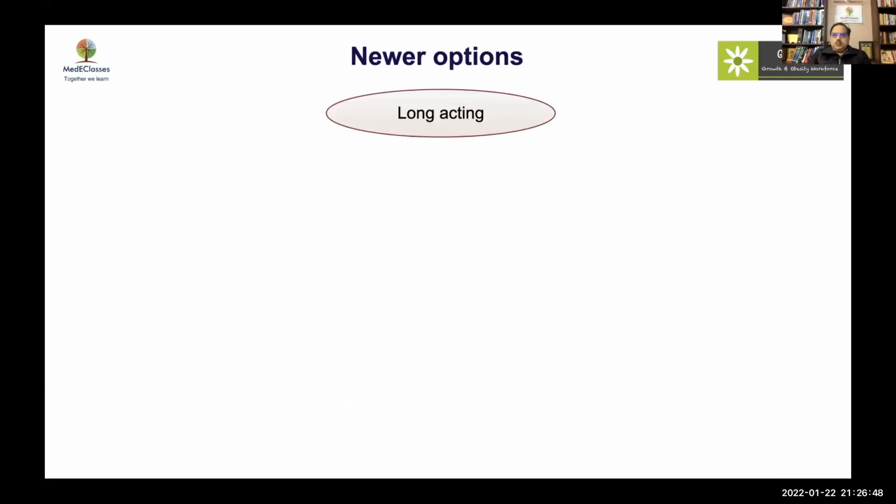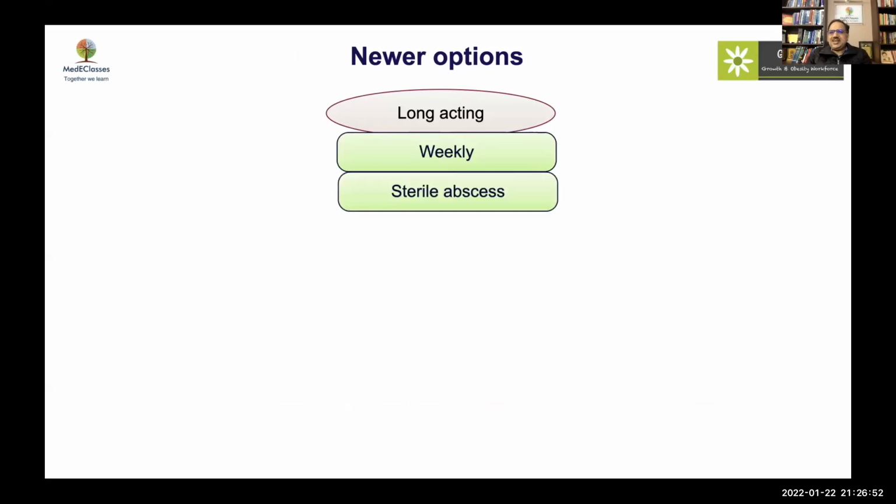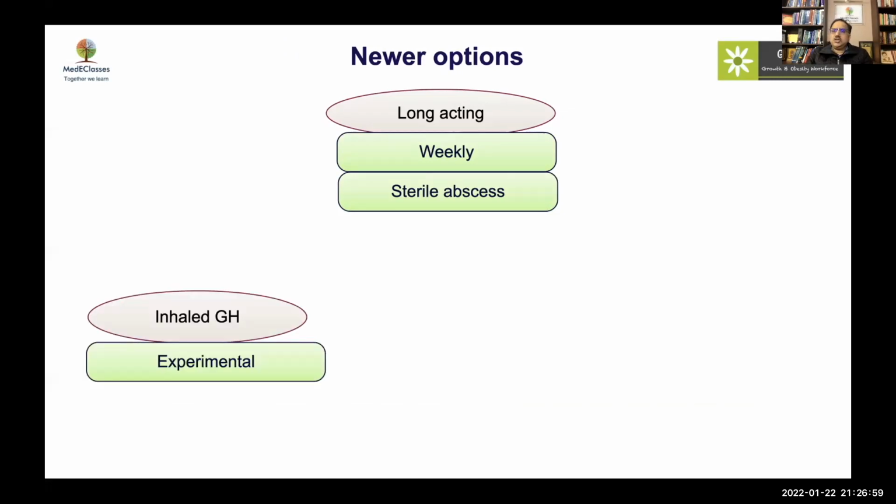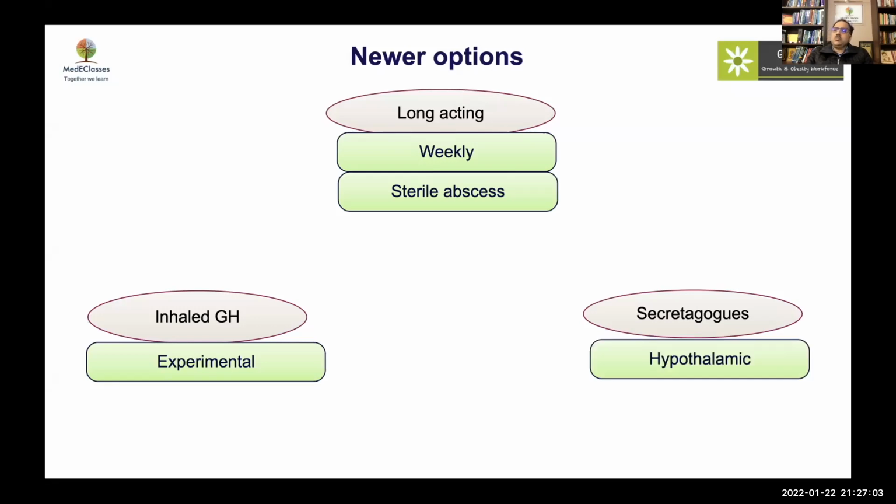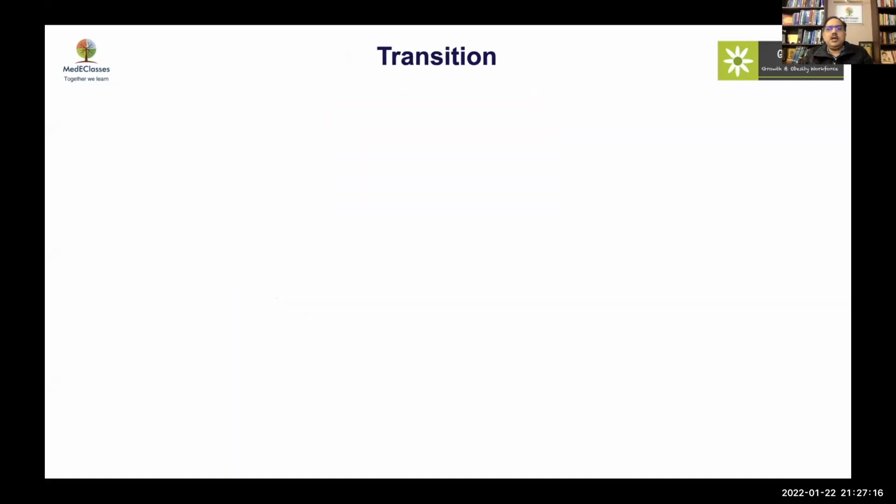What about the newer options? We now have a long-acting option. A lot of work is going on in that regard. Weekly injections are available. A lot are in experimental trials. There are considerations of inhaled GH, which has not yet come out, and talks about the use of secretagogues, like ghrelin secretagogues, which will increase the secretion mainly for the hypothalamic causes. In that perspective, out of these, long-acting pegylated preparations and other preparations bound to albumin may be something which will go forward. Now, what about transition?